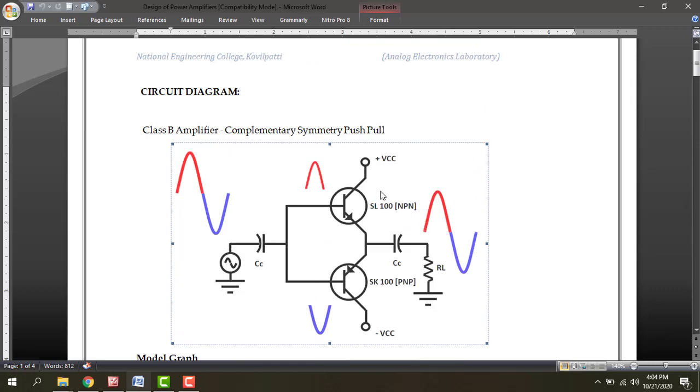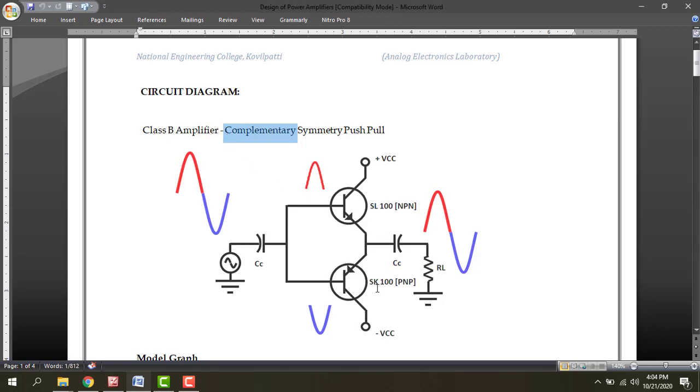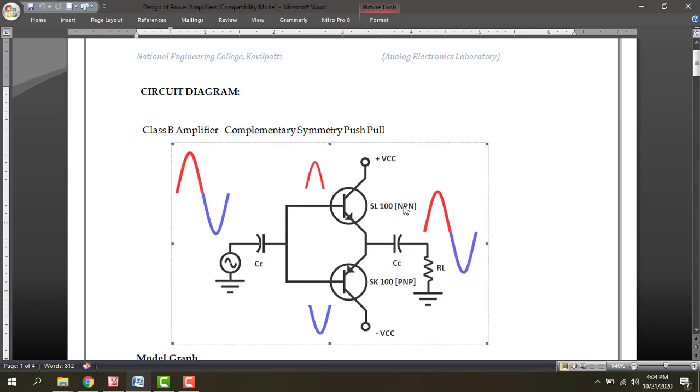This is the circuit diagram of class B. Its full name is complementary symmetry push-pull amplifier. Complementary means we have two transistors, SL100 and SK100. One is NPN and the other is PNP. Both have the same characteristics and the same specification, except for NPN and PNP. So SL100 and SK100 we are going to use.